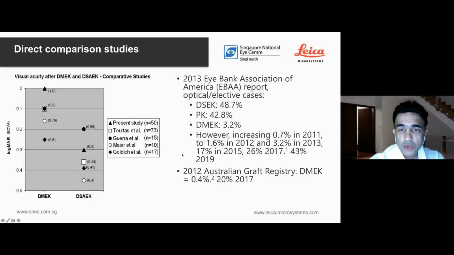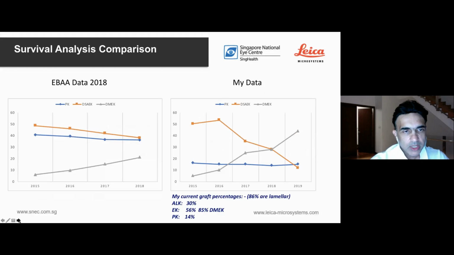And this has reflected the trends in transplantation globally around the world. If you look at the EBAA report, back in 2013 only 3.2% of cases in the USA were done with DMEK surgery. This has increased from 0.7% in 2011 and 3.2% in 2013, up to 43% of the EK surgeries in 2019. Similarly, the Australian Corneal Graft Registry shows up to about 20% of cases in 2017. So there's been a massive increase in DMEK procedures, driven by our visual acuity outcomes, but also by lower rejection rates and improved surgical techniques, which we're going to talk about in more detail.